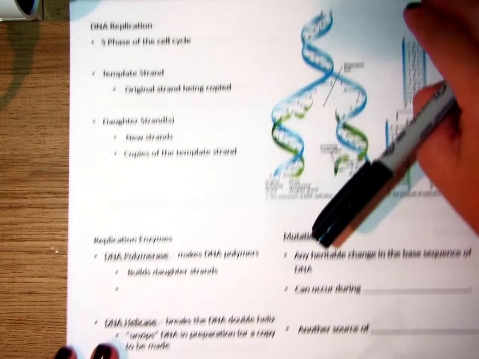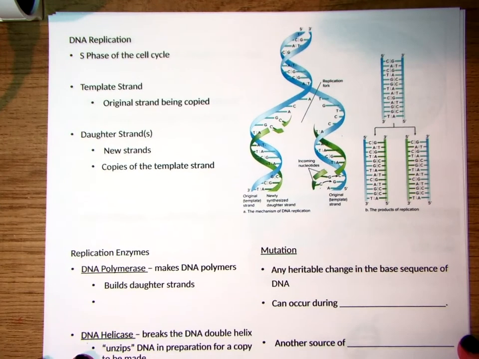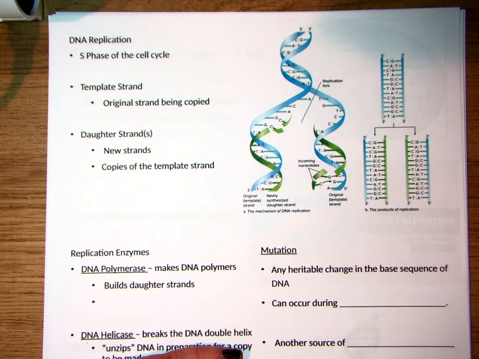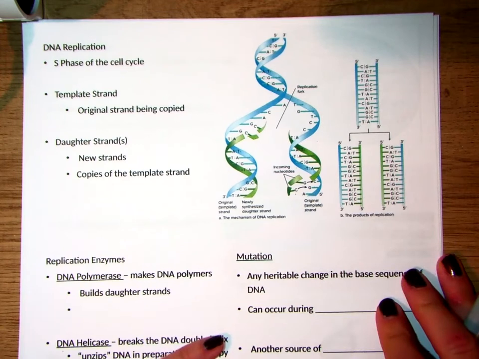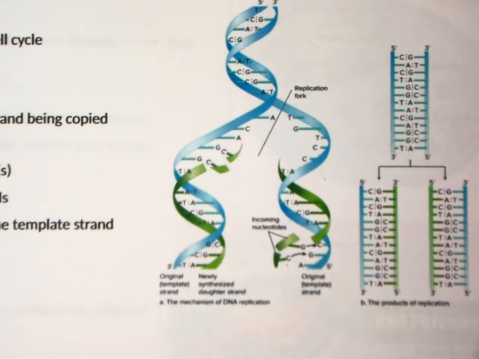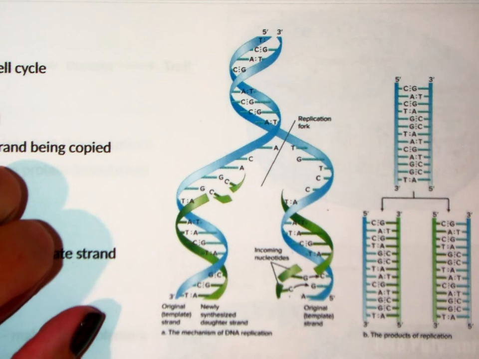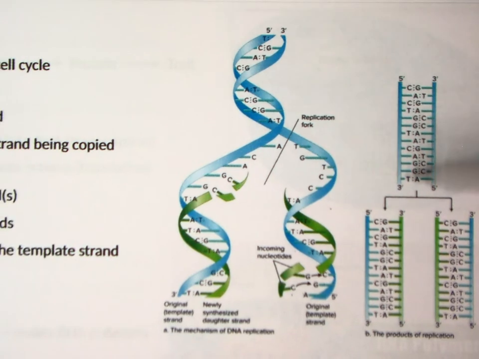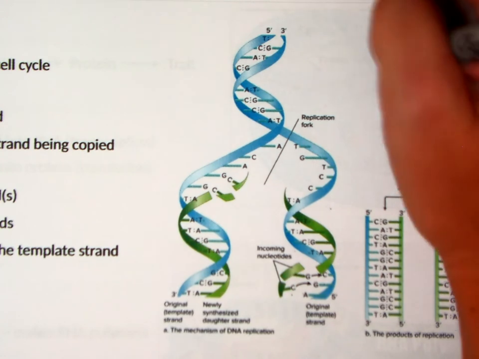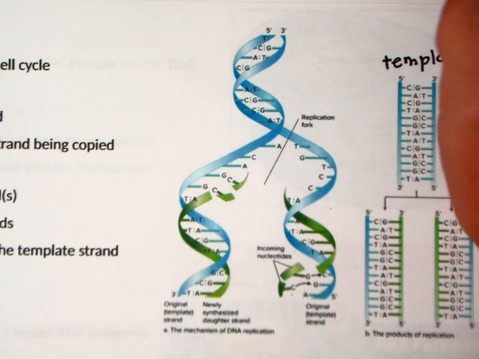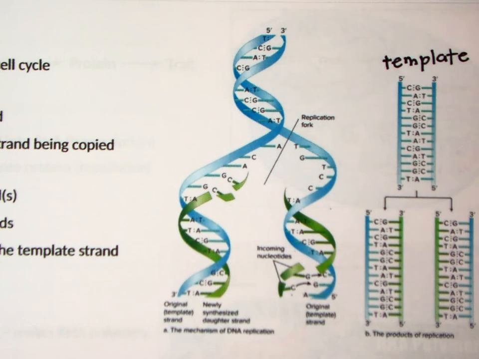So DNA replication, we've already learned about this a little bit in the cell cycle, but remember that this happens during the S phase of the cell cycle. And if we look over here, we have some names for these. They're not too hard. But DNA is usually in that twisted ladder-shaped double helix, but we're straightening it out here to make it easier to see. So this would be our original double-stranded DNA, and we call this the template strand. So like it says there in your notes, this is the original strand that is being copied.